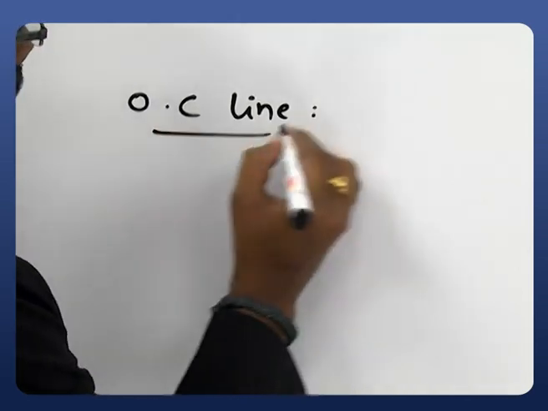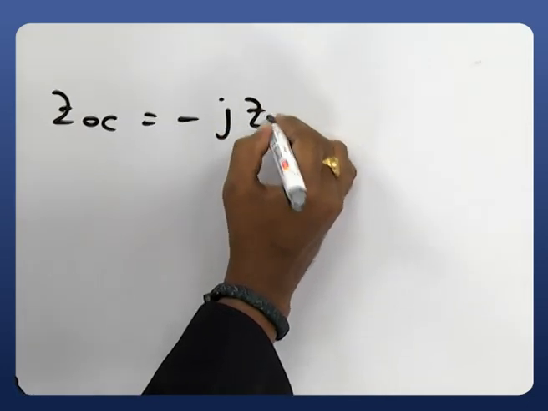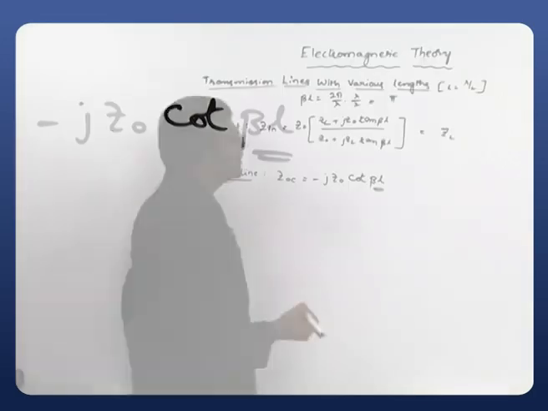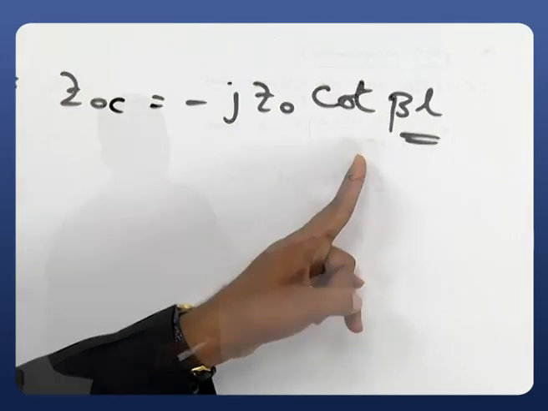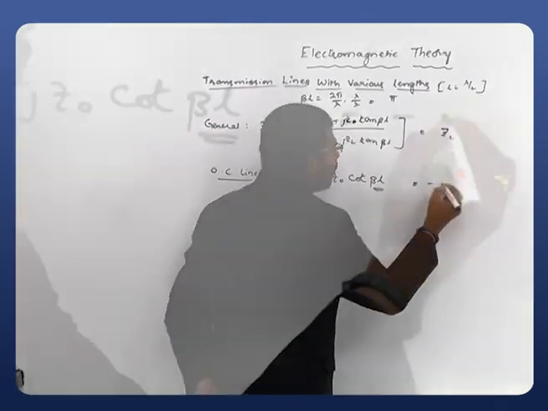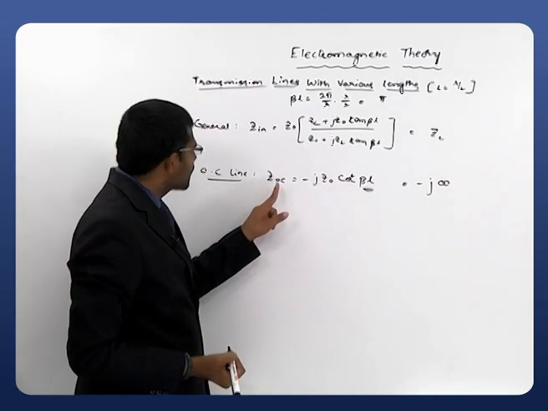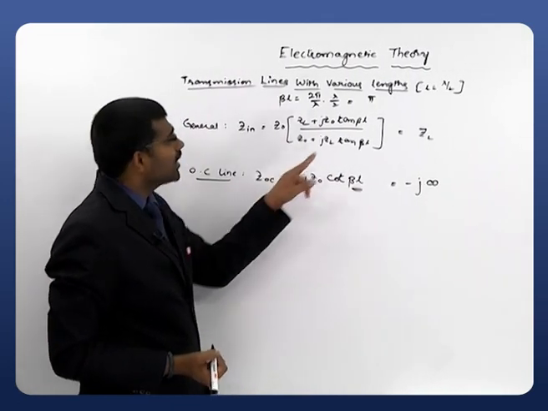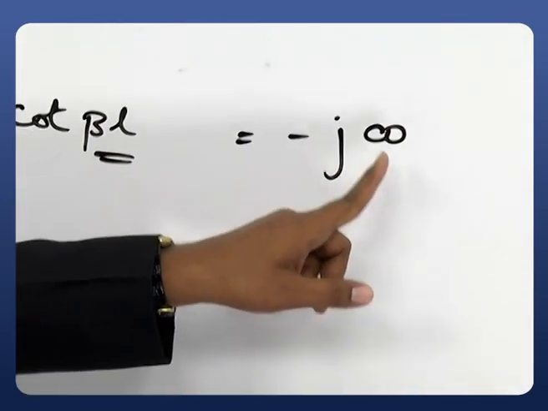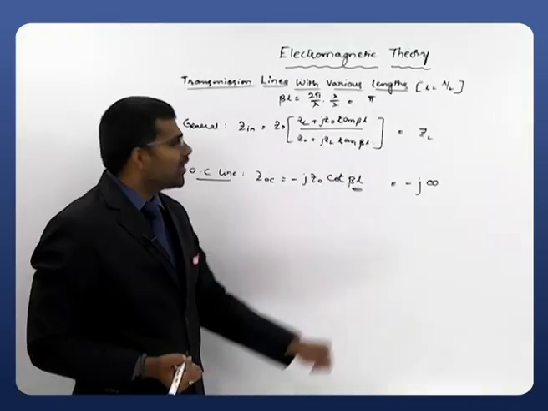So for an open circuit line, what is ZOC? ZOC is equal to minus jZ0 cot beta L. Now substitute beta L equals pi. So what is cot beta L? If you substitute beta L equals pi, infinite. So you will get simply minus j infinity. That is, the input impedance ZOC of a line, if the length is lambda by 2, is infinite. If it is infinite impedance, as we said in our previous case, this can be replaced with what?